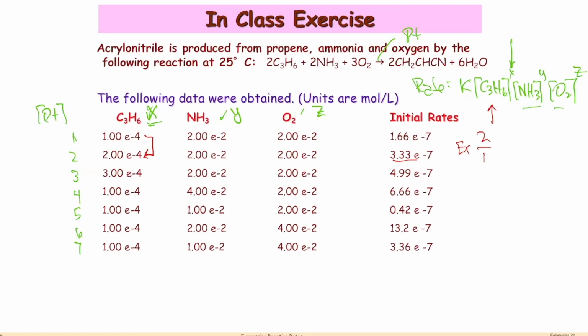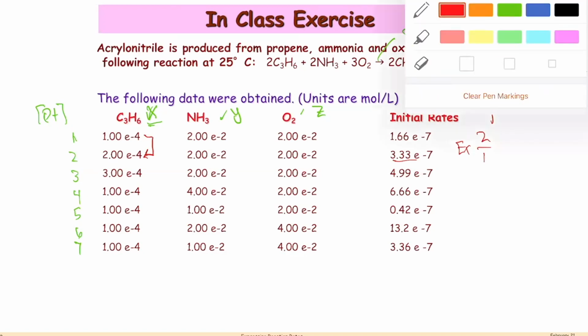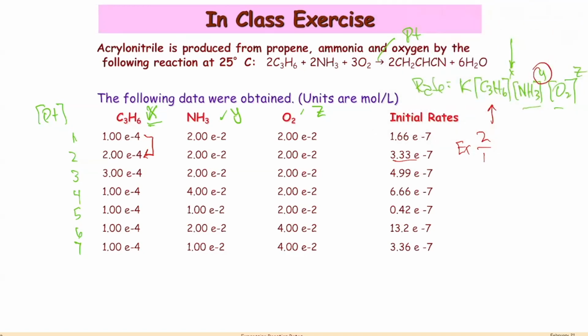So that's the first thing that I'm going to do. That's the scheme that you want, okay? Then I'm just strategizing here. For Y, I'm going to find experiments in which the propene and the oxygen don't change. And so for Y, what I will do is select maybe, let's see.